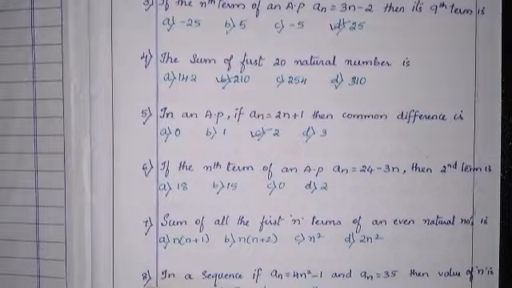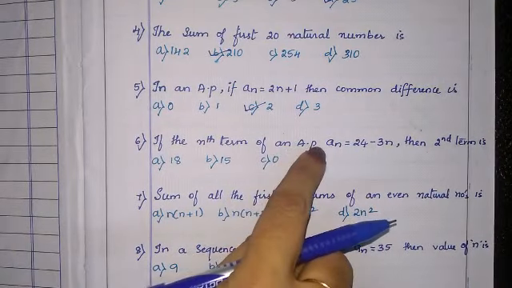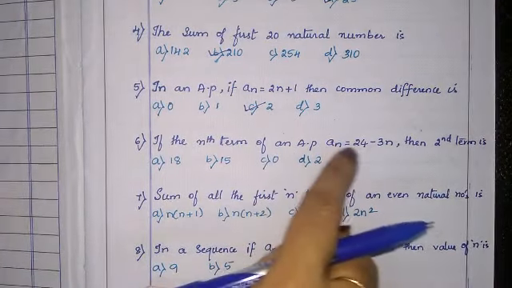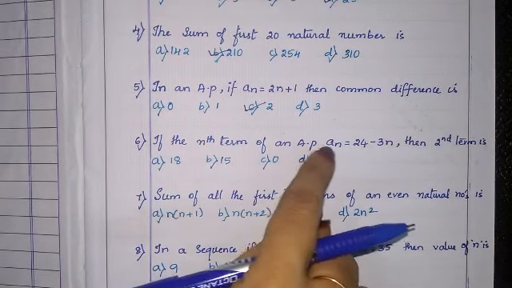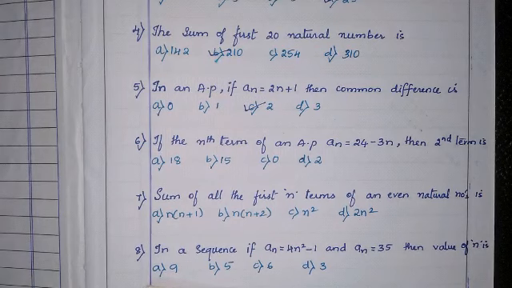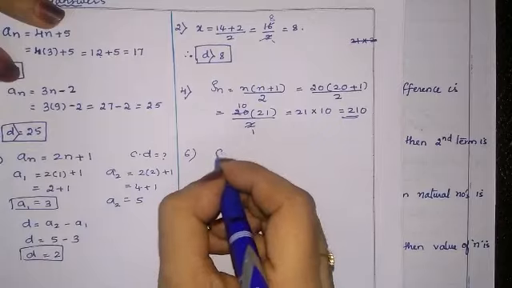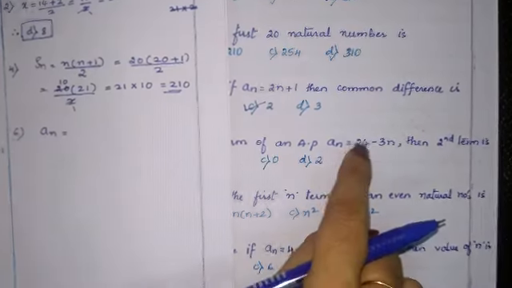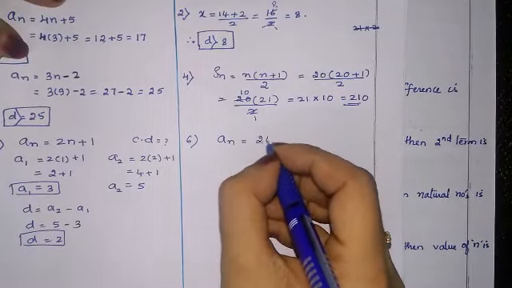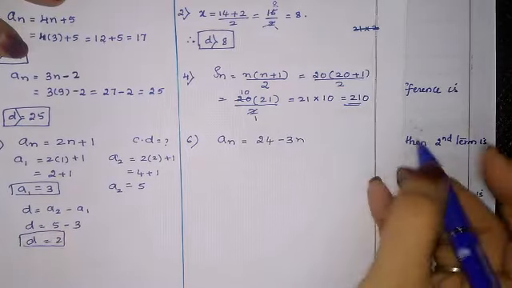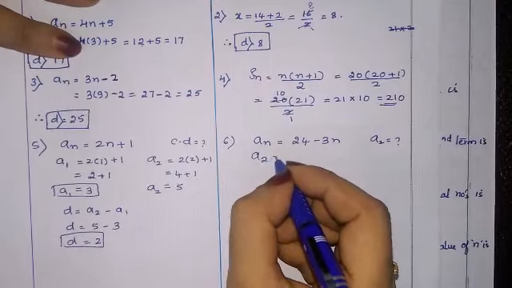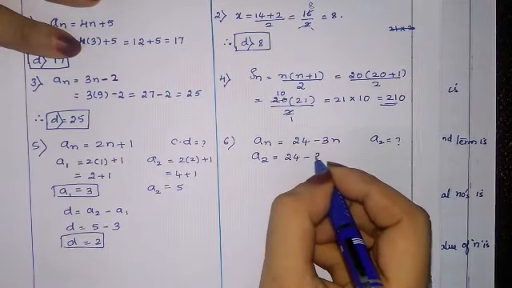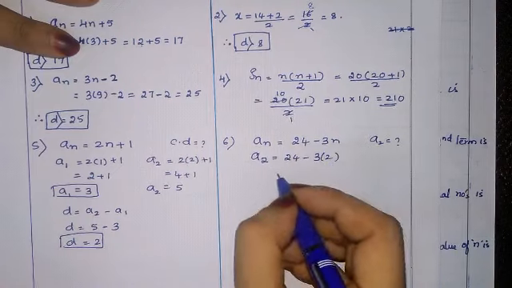Let us see the next question. This type of question is the most repeated one. If the nth term of an AP, an is equals to 24 minus 3n, then the second term is. an is equals to 24 minus 3n, then the second term is 24 minus 3 into 2.